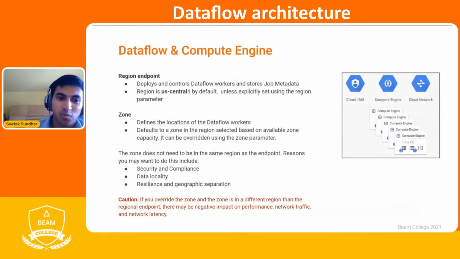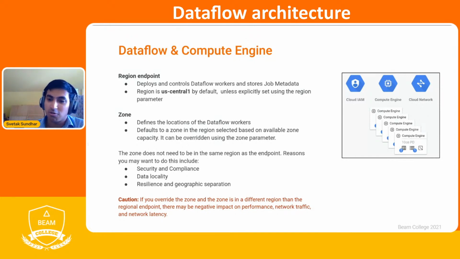Great. So we have our regional endpoint and we have zones. So a little bit of terminology here. Regional endpoints, you can think of this as what we just mentioned as the primary worker. So it maps to the primary worker in the sense that it doesn't actually do the work for you, but it actually provisions the work. And so the region is set to US Central 1 by default, but you can override this.